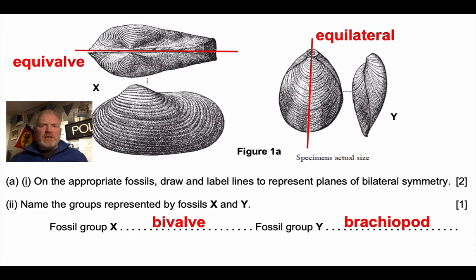Now it's worth emphasizing that this is a general rule. It doesn't always apply. There are exceptions. There are, for example, quite a few bivalves that don't display equivalve symmetry. Oysters, for example. The two shells in an oyster are not symmetrical. There are brachiopods as well that don't necessarily show that equilateral symmetry. So, as a general rule, it works. And if you're asked about it in an exam, it will be a clear example like these are.